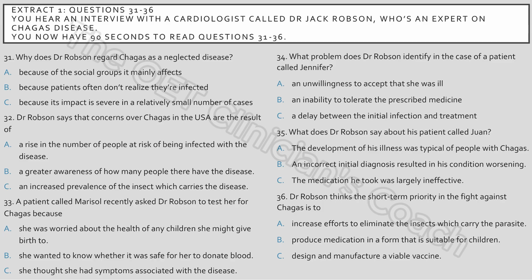Today we're talking to Dr. Jack Robson, a cardiologist and Chagas disease specialist in the USA. Dr. Robson, what is Chagas disease and why is it referred to as a neglected disease? Chagas is caused by a parasite called Trypanosoma cruzi. Most sufferers become infected when they're bitten by an insect, commonly known as the kissing bug, which carries the parasite. People often don't realize they've been bitten, and during the initial phase of the infection, symptoms are normally mild or absent. 70% of those infected never develop complications.